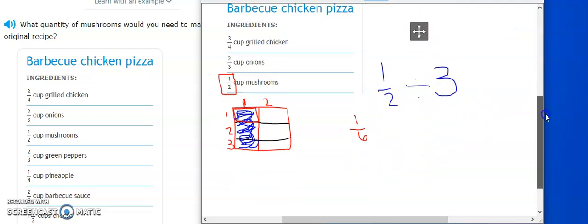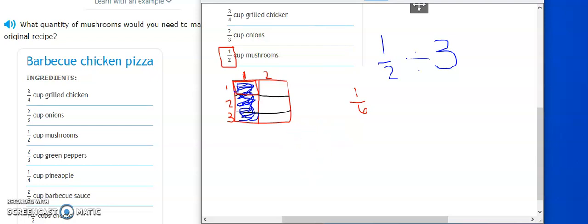But the other way to think about that is by doing the keep, change, flip kind of procedure. Right? 1/2 divided by 3 is the same as dividing it by 3 over 1. Okay? So if I keep, change, flip, I would keep the 1/2 the same from my original part here. And then instead of dividing, I'm now going to multiply by the reciprocal. Instead of 3 over 1, it now becomes 1 over 3.